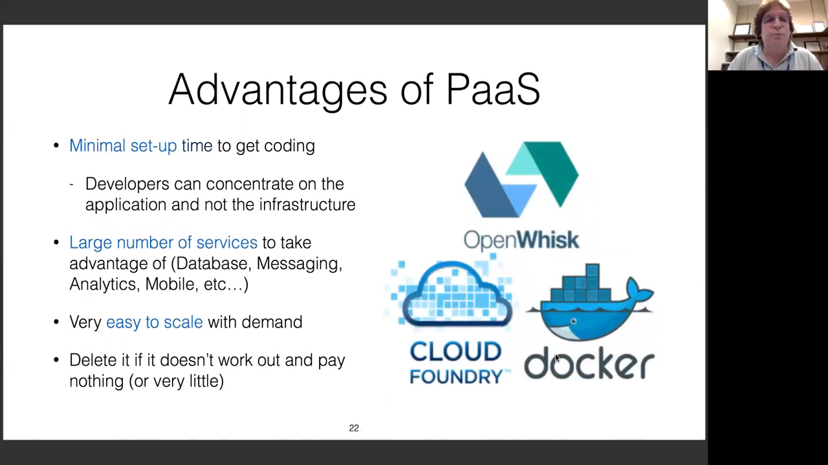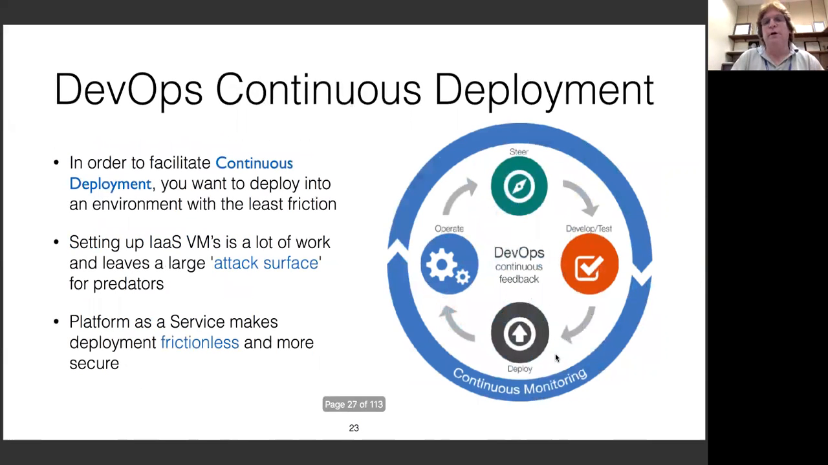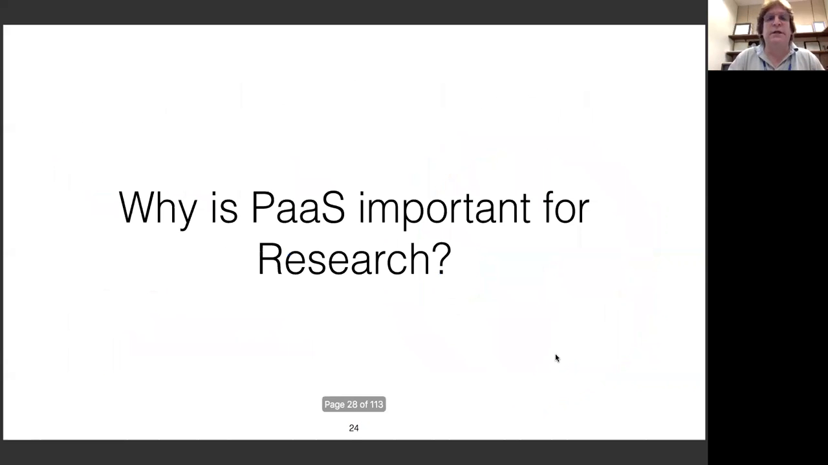So the advantage of using a platform as a service is minimal setup. You've got a large number of services, very easy to scale, right? Very, very low friction, right? So it kind of feeds into this whole DevOps continuous deployment. And I'm going to show you how to do a little DevOps toolchain today, and then we'll do another one in the next session.